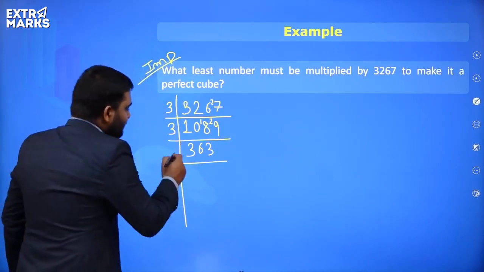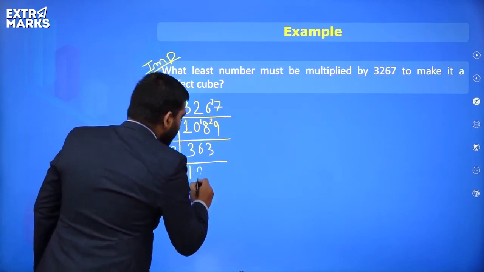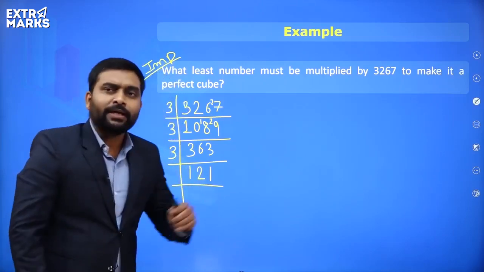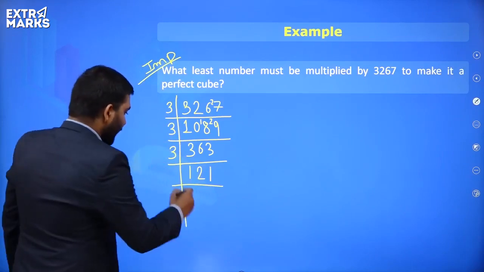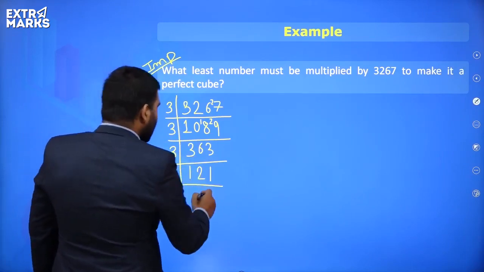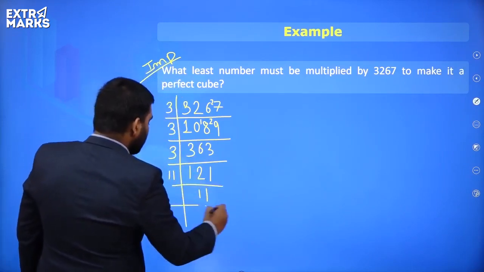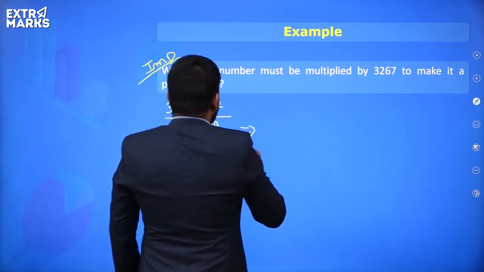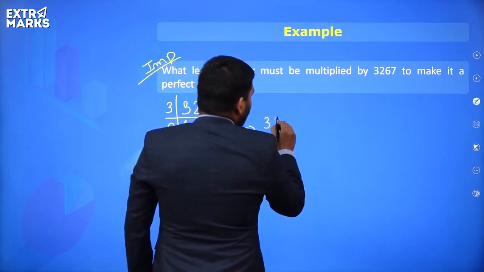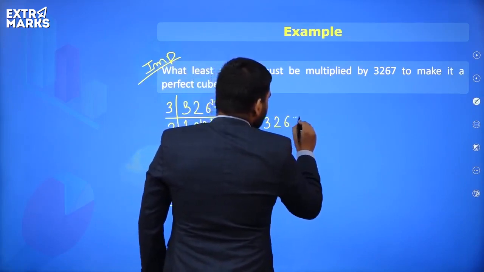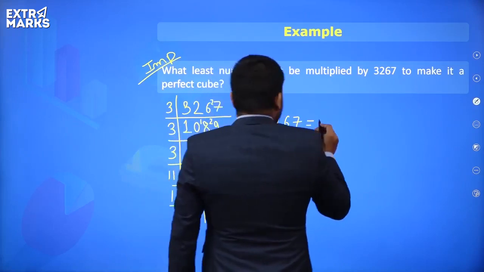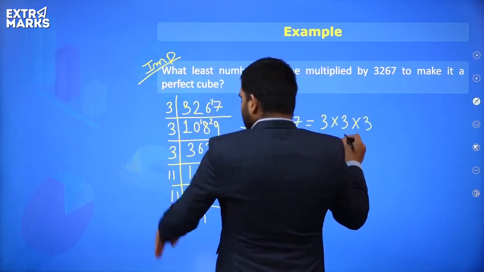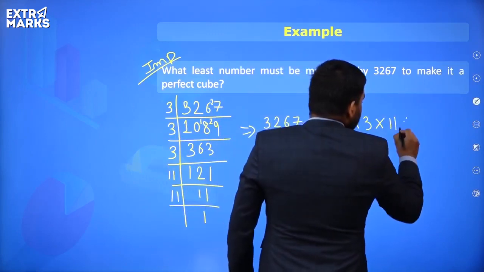Now everyone, 363 is divisible by 3, correct? Now, if you see 121, it is divisible by 11, right? So 11 times 11, it's how much? 121. Now 11 ones are 11. So everyone, we can say that 3267, it is equal to how much? 3 times 3 times 3 times 11 times 11.